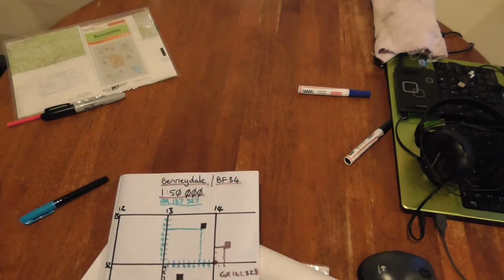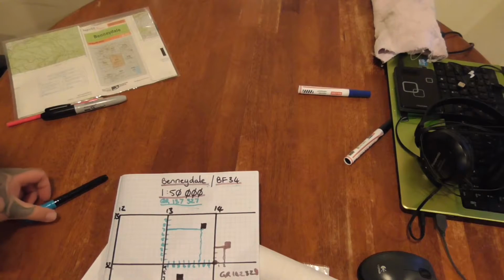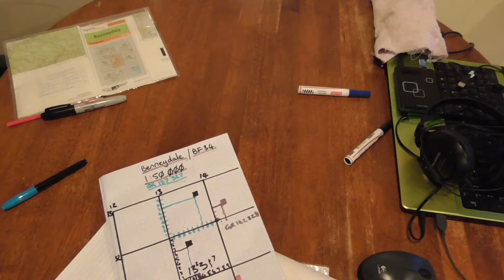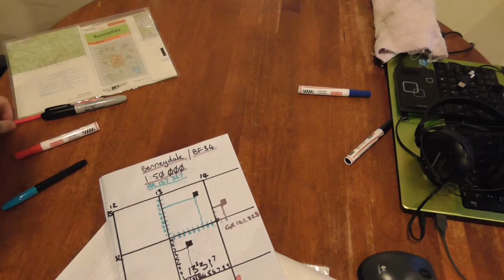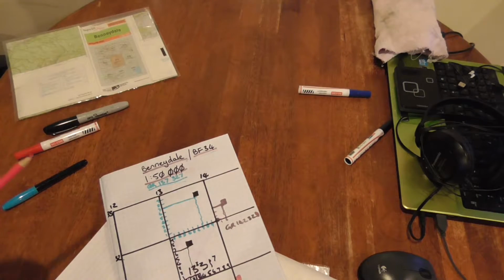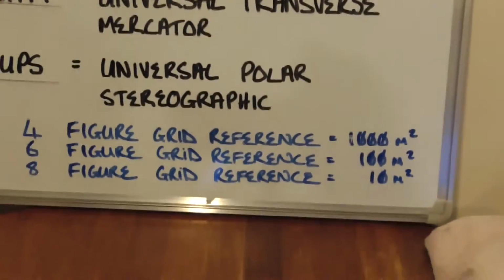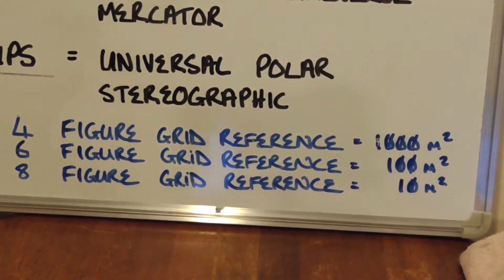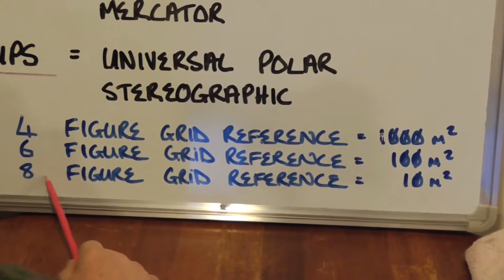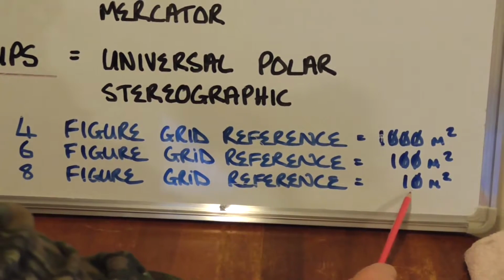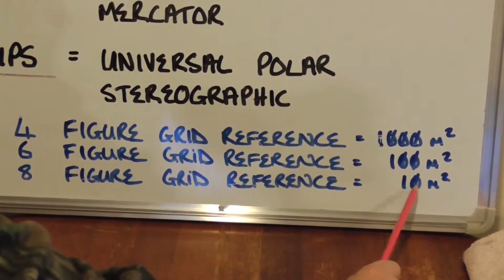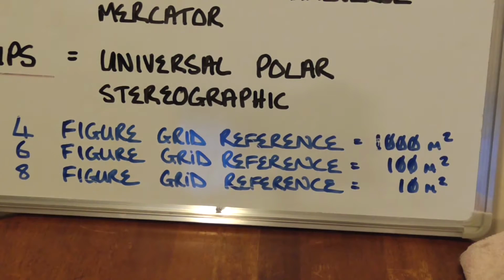Okay, the next one would be an 8-figure grid reference. Now an 8-figure grid reference goes down to 10 meters squared. Okay, so here we have it here. An 8-figure grid reference is a 10 meter square. Okay, 10 meter square.